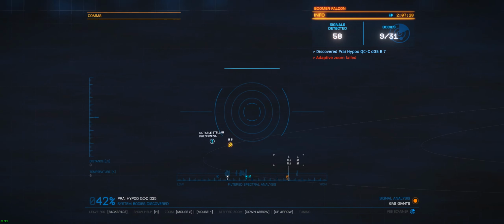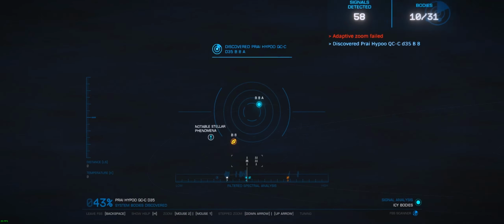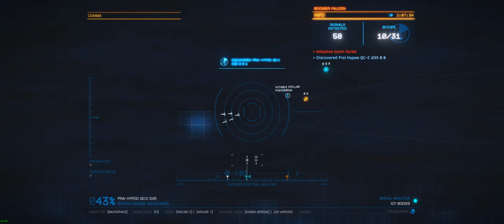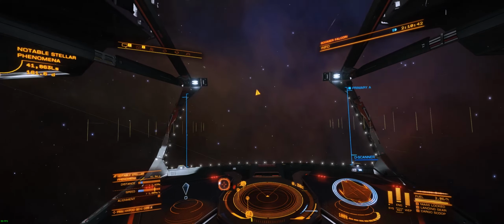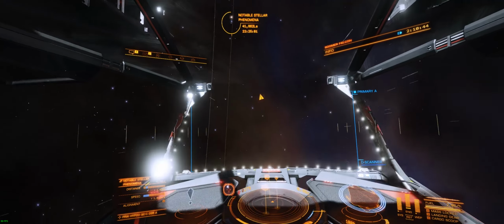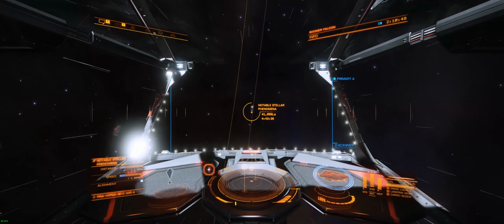Notable stellar phenomena. This is a primary point of interest. Once scanned, it can be targeted. Time for some fast travel.